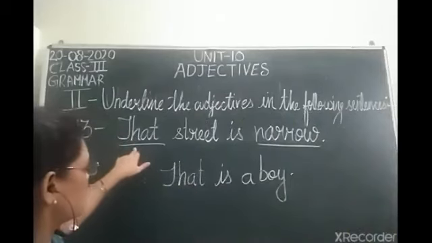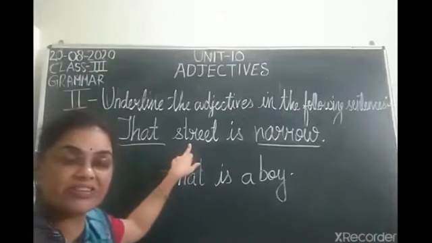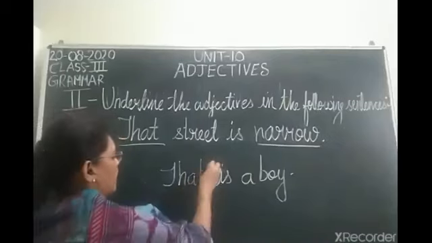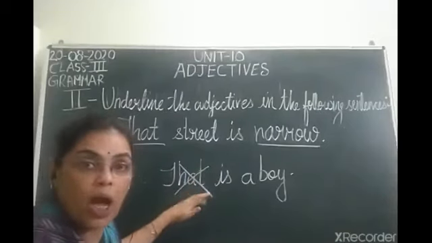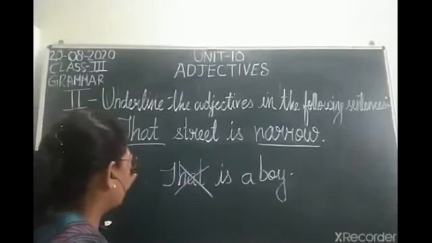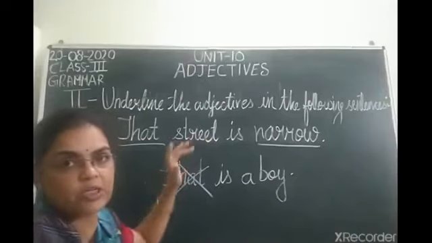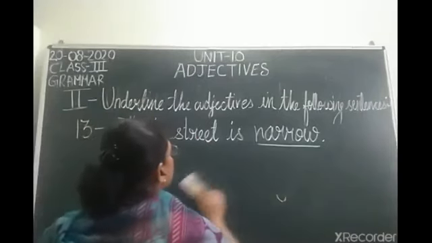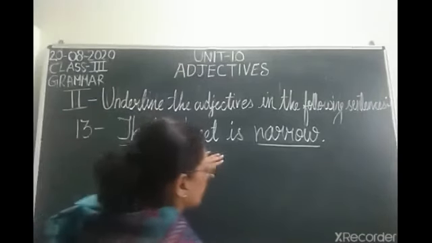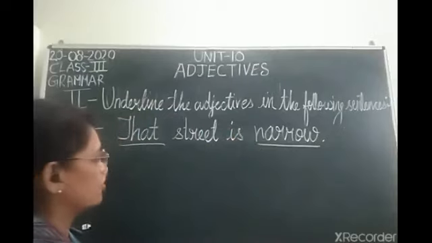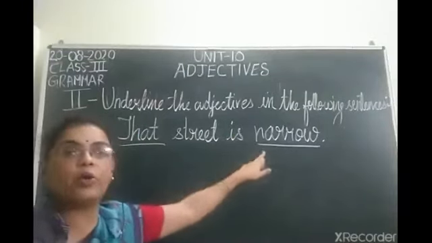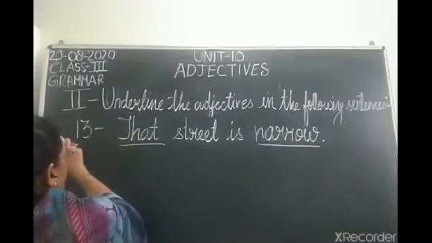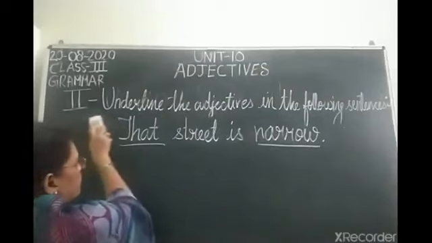In the 13th sentence, that is followed by street, a noun. Whereas that is followed by is, which is not a noun. So here that will not be an adjective. Where will it be an adjective? Where it is followed by a noun. You need to keep this in mind. So, "That street is narrow." In this sentence, that and narrow are the two adjectives. I hope all of you have underlined that and narrow.